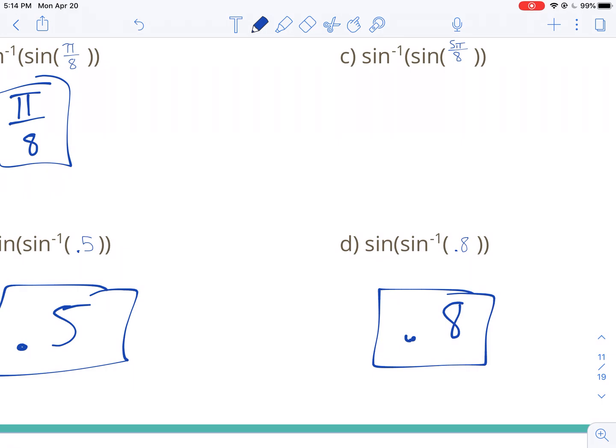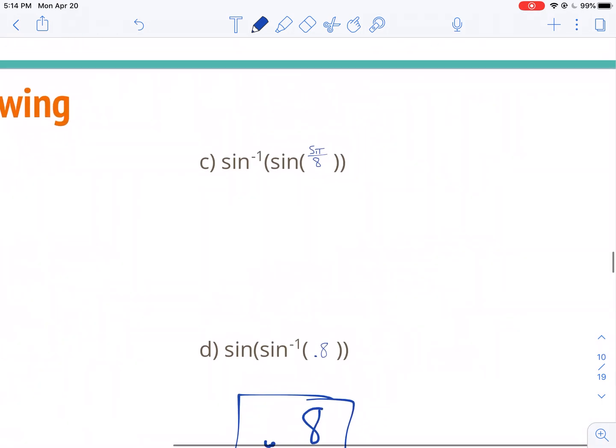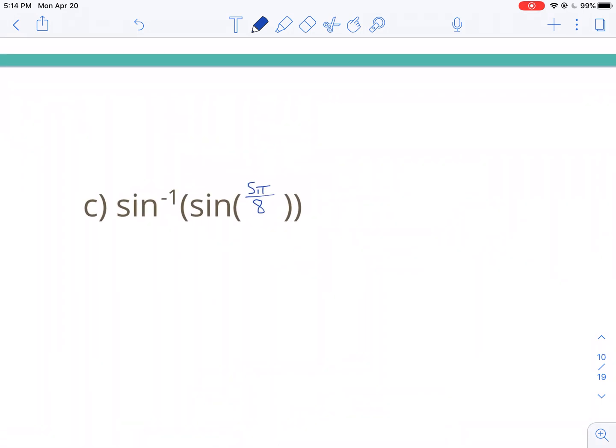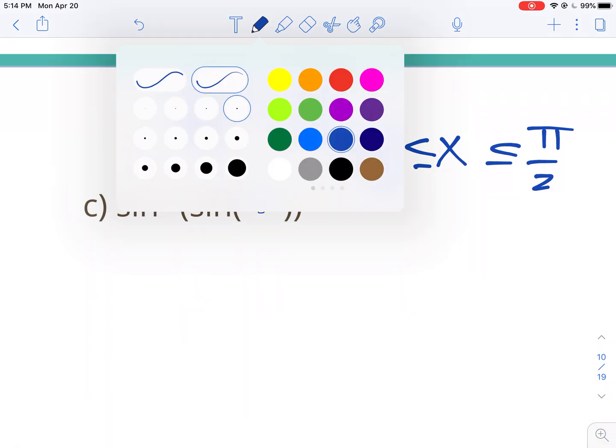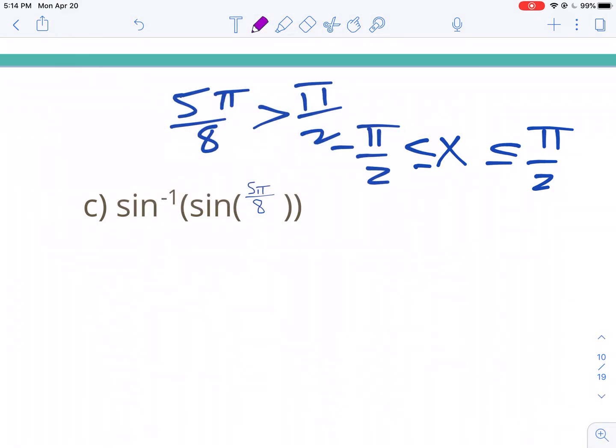Example C is where it gets a little bit complicated. I'm looking for the sine inverse of the sine of 5 pi over 8. Well, what we can see, because my sine inverse is on the inside, my x has to be between -pi/2 and pi over 2. 5 pi over 8 is greater than pi over 2. So what I'm actually going to do is draw 5 pi over 8.